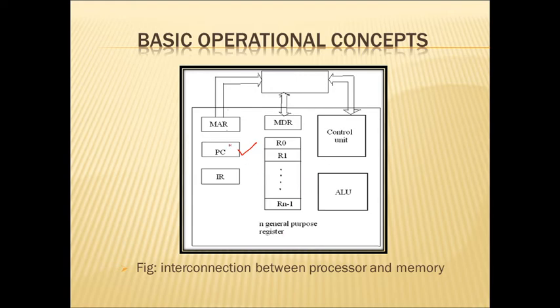Two other special registers are MAR and MDR. These are two more important special registers. The memory address register and memory data register are used to communicate with memory. MAR holds the address of the memory location to be accessed, and MDR contains the data to be written into or read from the address location.